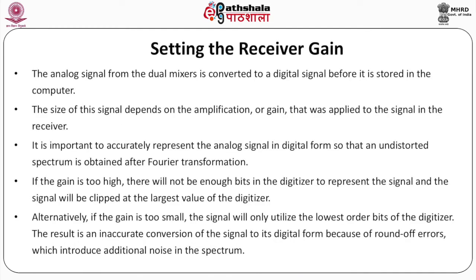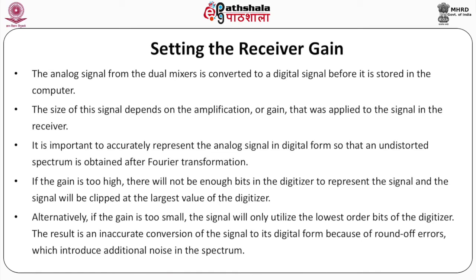Setting the receiver gain. The analog signal from the dual mixers is converted to a digital signal before it is stored in the computer. The size of this signal depends on the amplification or gain that was applied to the signal in the receiver. It is important to accurately represent the analog signal in digital form so that an undistorted spectrum is obtained after Fourier transformation.